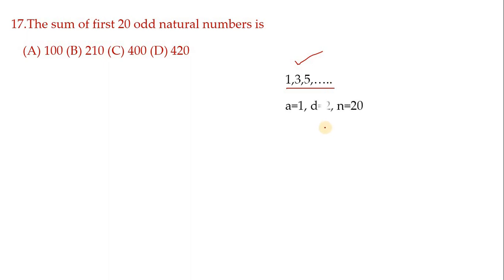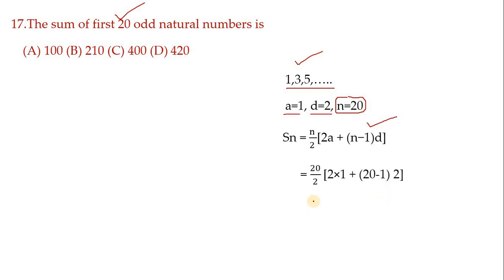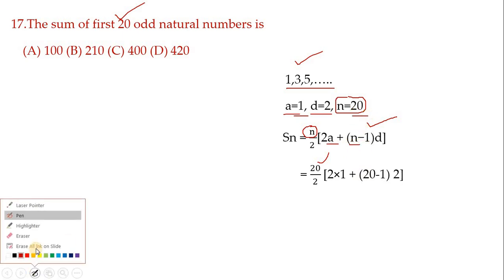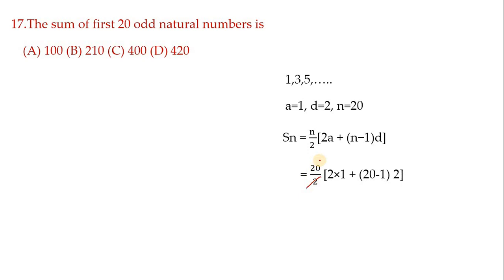From this find a, d and n values. So a value is 1, d value is 2, and n value is 20 because we are going to find the sum of 20 numbers. Next, the sum formula. So Sn is equal to n by 2 into 2a plus n minus 1 into d. Substitute the values. In this place n value is 20, here a value is 1, and here n value is 20, and write the remaining terms as they are.